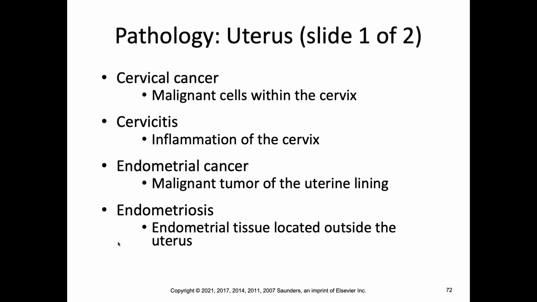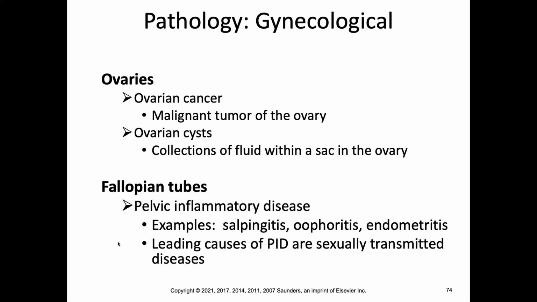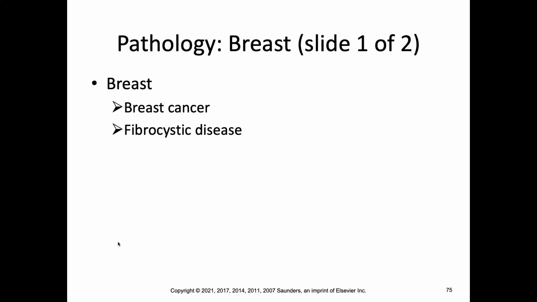All right, what can go wrong with the female reproductive system? Well, unfortunately, there's quite a few things. There's cervical cancer, cervicitis, endometrial cancer, endometriosis, fibroids. These are benign tumors of the uterus, fibroids. There's ovarian cancer, ovarian cysts, pelvic inflammatory disease, breast cancer, and fibrocystic breast disease.